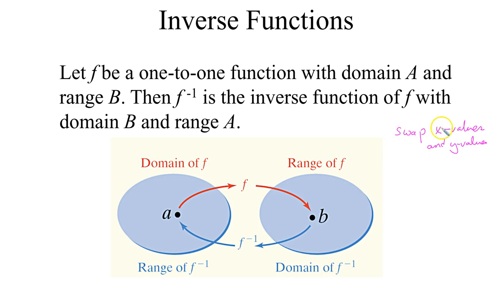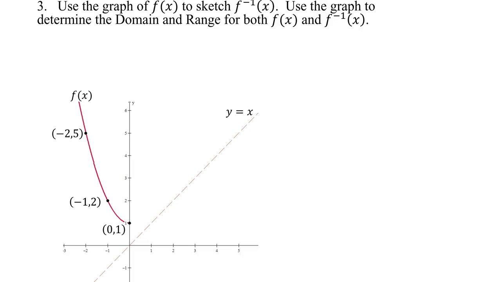So the x values for a function become the y values for its inverse, and the y values for a function become the x values for its inverse. We'll see how that works in just a second, but it's a nice pictorial representation of what this means. So let's look at the graph of a function f of x, and it's just half of a parabola, and it goes up like this.